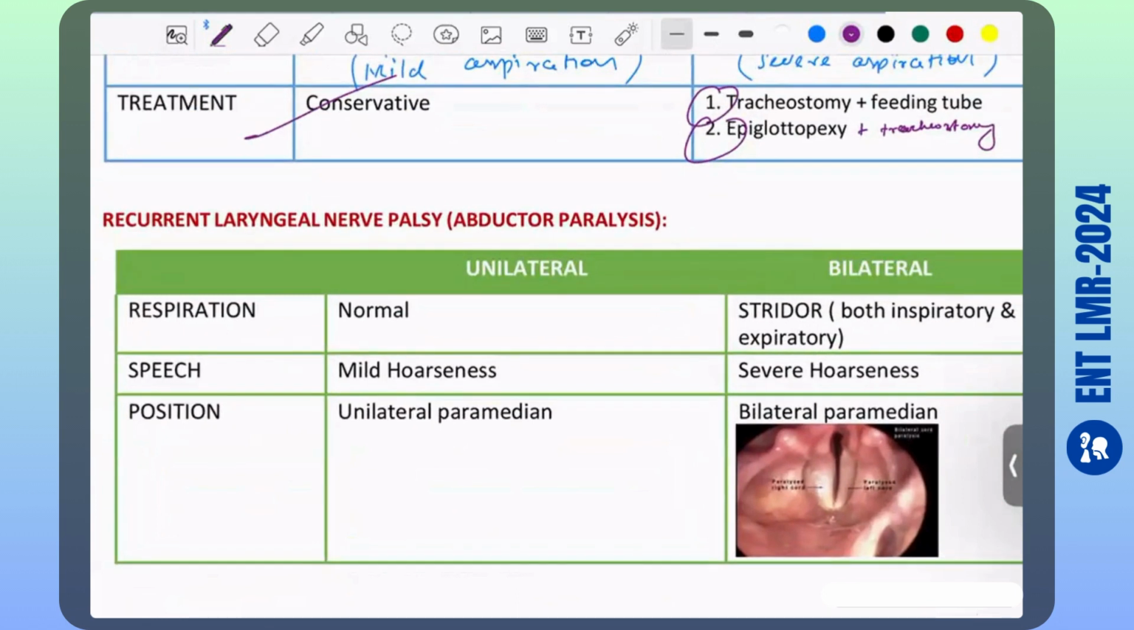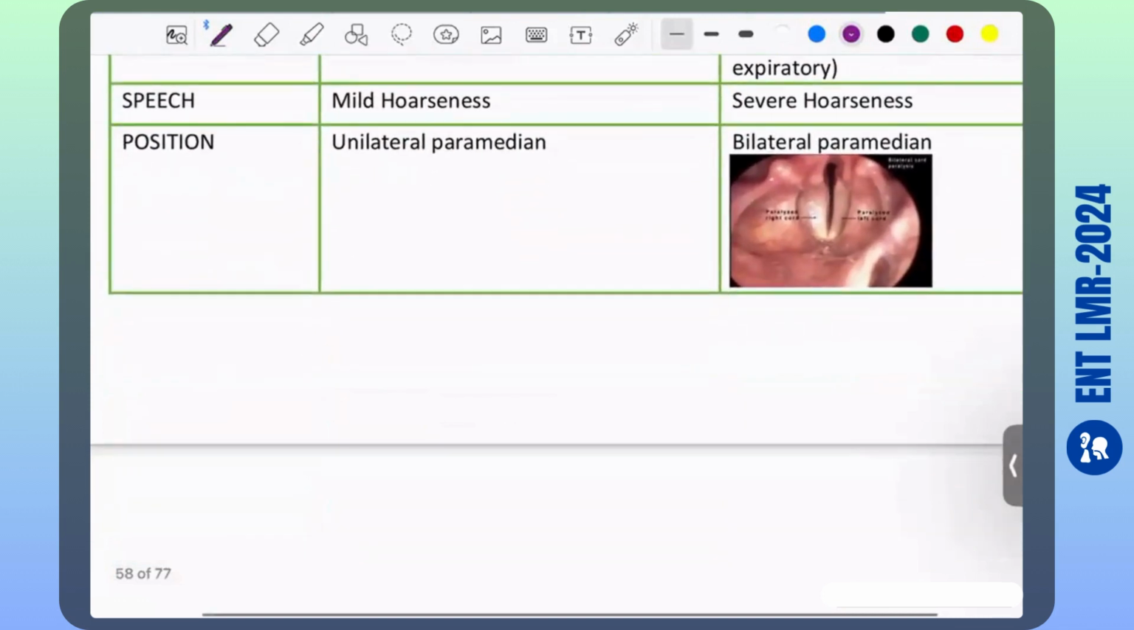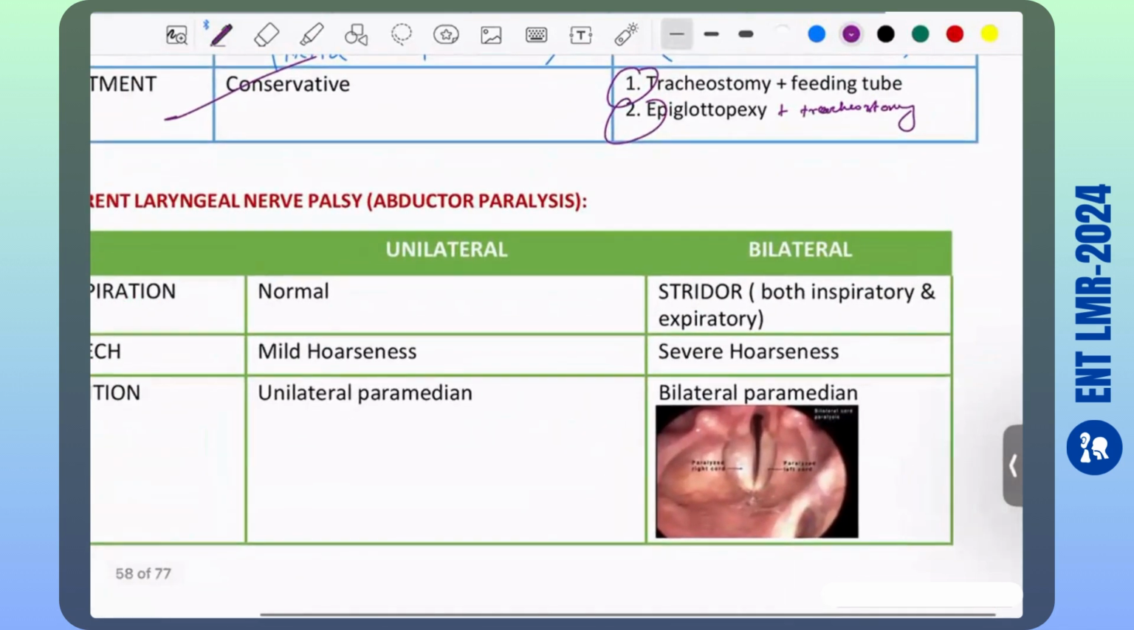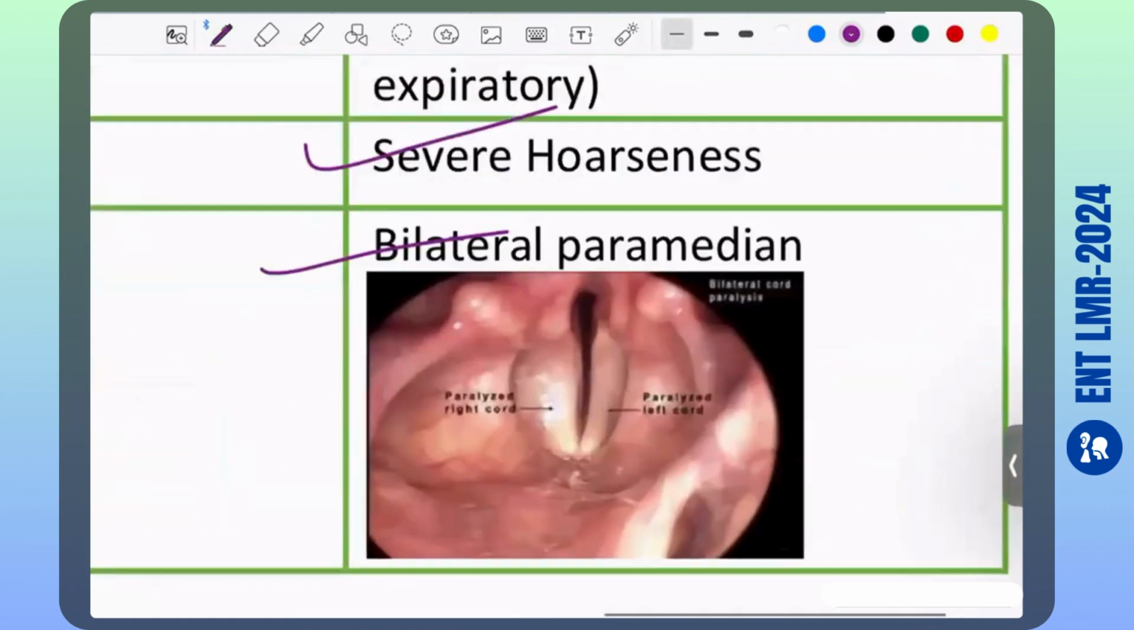Recurrent laryngeal palsy. In unilateral recurrent laryngeal palsy, the respiration will be normal. The patient will have hoarseness of voice, and the position will be unilateral paramedian. Now look at bilateral recurrent laryngeal palsy. The patient will have paramedian position of both vocal cords. There is stridor. Severe hoarseness of voice will be there. And the position will be bilateral paramedian like this.